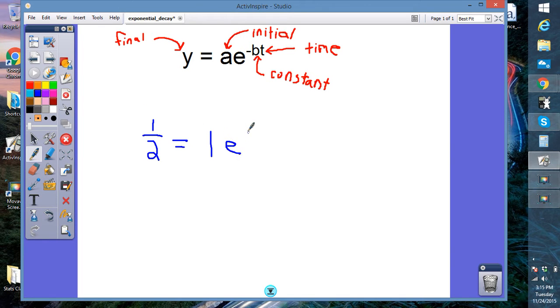E is our base. We don't know what B is. And we're told the half-life in this problem is 5,713 years. Okay, remember when you multiply by 1, this part's not really necessary. So use what you know about logarithms and exponentials to solve for B. Okay, again, you're going to solve this, you're going to get B. B in most cases is a very, very small number.